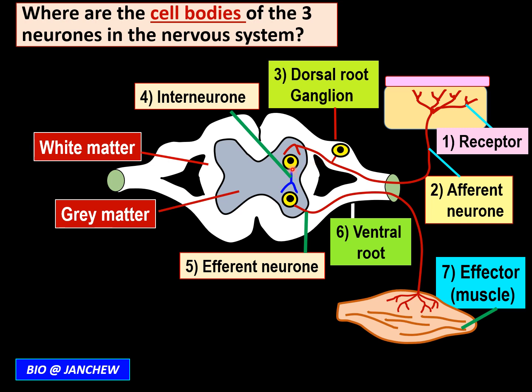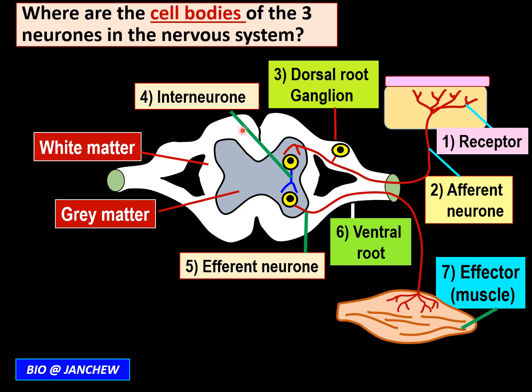For the interneuron, the cell body is in the gray matter of the spinal cord. And the same for the cell body of the efferent neuron, it is in the gray matter. So what is the gray matter? The gray matter is a part of the central nervous system, in the spinal cord and the brain, which contains a lot of these cell bodies. That's why it's gray, because the cell bodies that contain the cytoplasm and nucleus are grayish in color when you group them together.